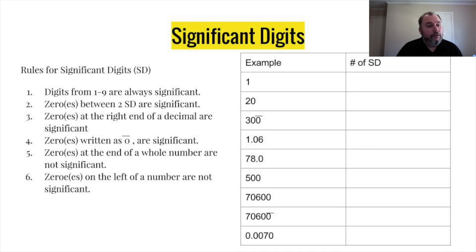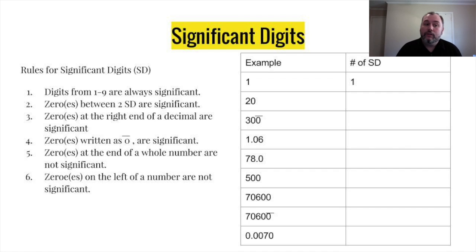First rule says digits from 1 to 9 are always significant. Well, is 1 between 1 and 9? Yes, it is. So that means that the number 1 is a significant digit. And since we only have that one number, the number of significant digits here is just 1.